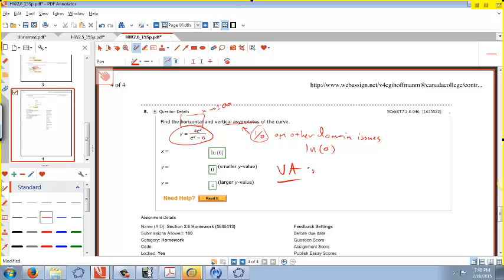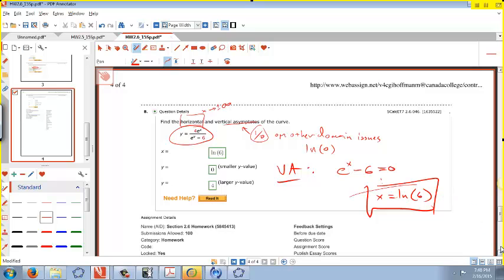I'm just going to look for where the denominator equals 0. So I'm going to say e to the x minus 6 equals 0, and solve it for x. X therefore is going to equal natural log of 6. If you add 6 and you take the natural log, that is the equation of your vertical asymptote, the line x equals natural log of 6.